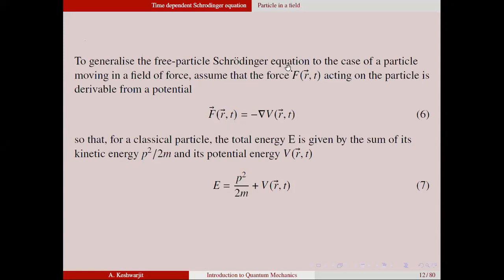To generalize the free particle Schrodinger equation to the case of a particle moving in a field of force, an external force now acts on the particle. Assume that the force acting on the particle is derivable from a potential. In this course on quantum mechanics, when we say potential, we mean potential energy. So F equals minus the gradient of the potential energy. If the force is a conservative force, it can always be written as the gradient of a potential energy.